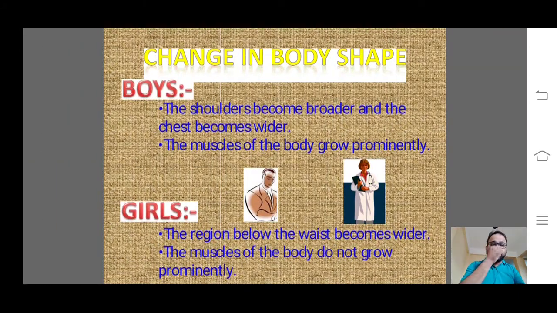Then we have change in body shape. Shoulders become broader and the chest becomes wider. The muscles of the body grow prominently. In girls, the region below the waist becomes wider and the muscles do not grow prominently, because boys have very strong muscles, whereas the muscles of the girls are not very strong. So that's why physically, you can say that the masculine gender is stronger than the feminine gender.